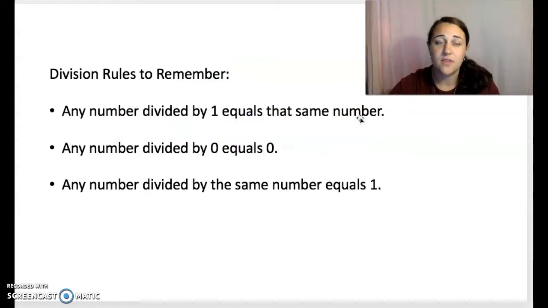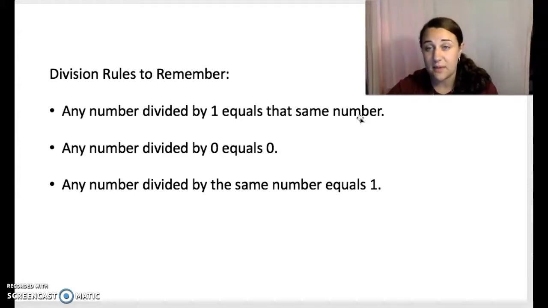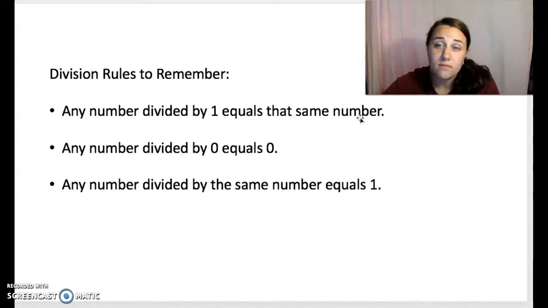All right, and some of our division rules to remember. Any number divided by 1 equals that same number, just like in multiplication. So if I have 25 divided by 1, I'm going to get 25. Any number divided by 0 always equals 0, just like in multiplication. So if I have 10 divided by 0, it's going to equal 0. And any number divided by the same number equals 1. So if I have 50 divided by 50, I'm going to get 1.